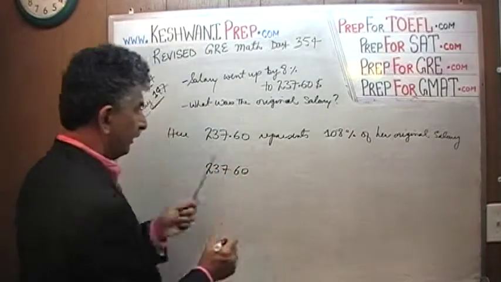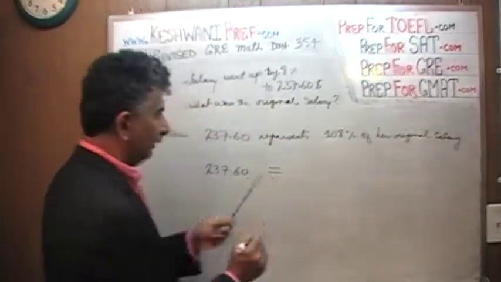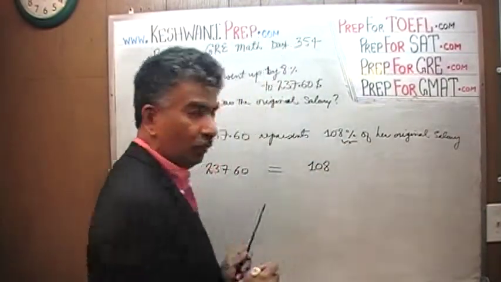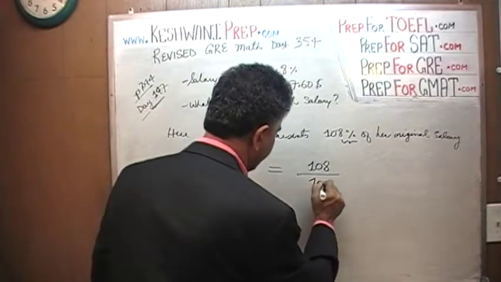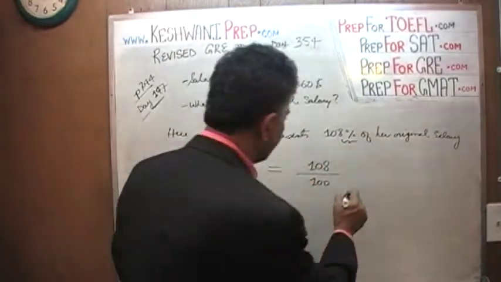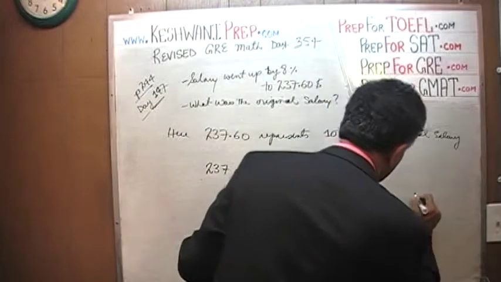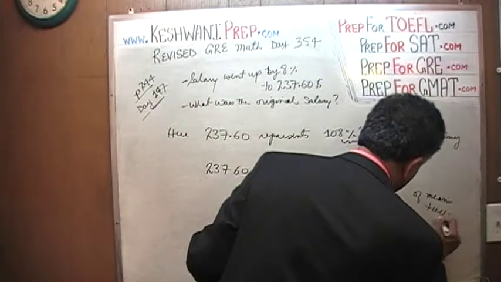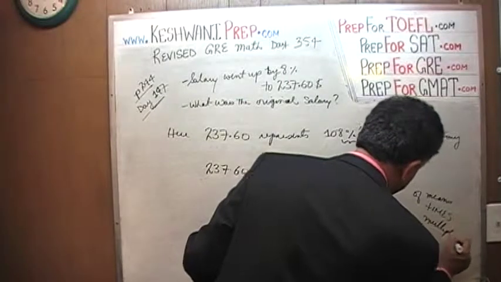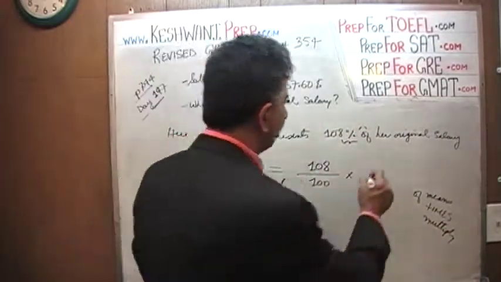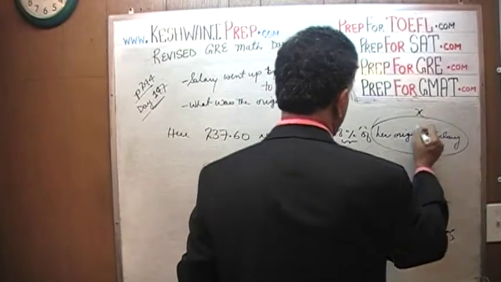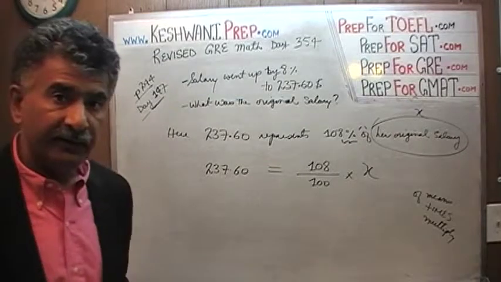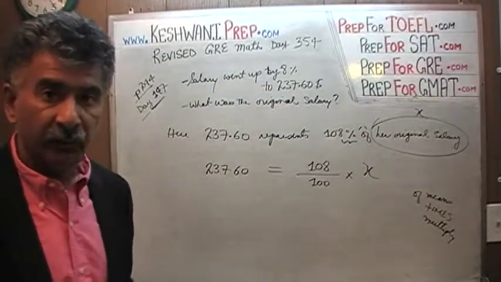237.60 represents means equals 108%. Percent means over 100. Of means times, or multiply. Her original salary, let's call that X for the unknown. There you go, there is our equation. All we have to do is solve this equation.